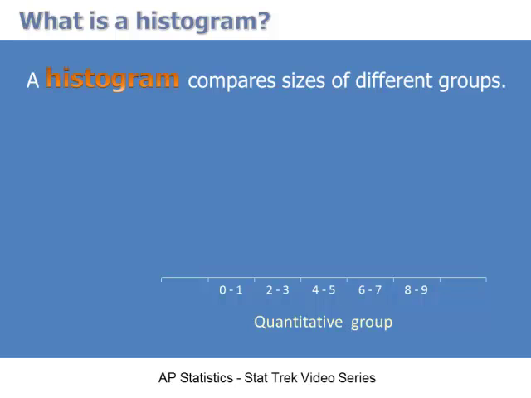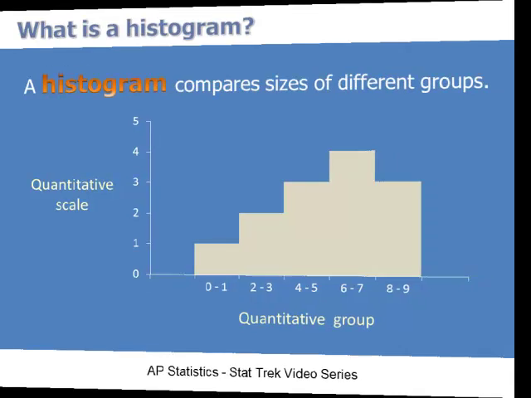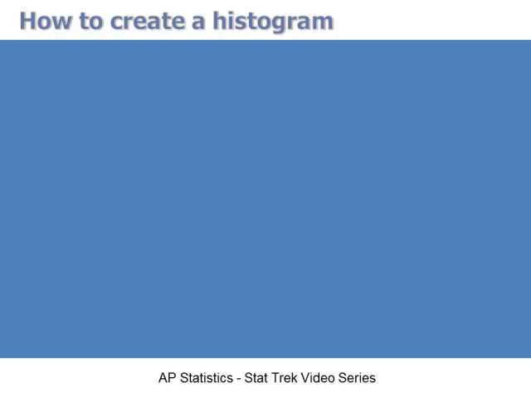The y-axis defines a numeric scale based on a quantitative variable. Columns are positioned over the x-axis so that the height of the column indicates the size of the group. Note that there is no space between columns on a histogram. Let's work through an example to show how to create a histogram from raw data.